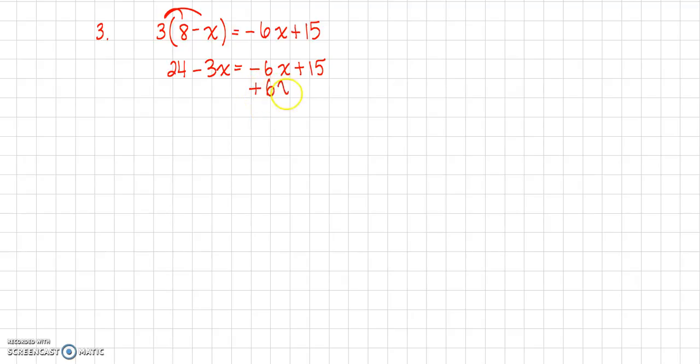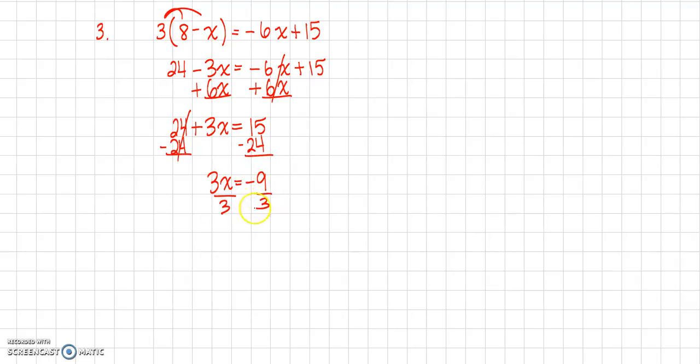So I'm going to move all of my variables to the left-hand side. I'm going to do that by adding 6x to both sides. The 6x's are gone from the right-hand side. On the left, I have 24 plus 3x, and then equals 15. Now I want to move the 24 to the other side. I'm going to do that by undoing the 24 by subtracting 24. So now I have 3x equals negative 9. And when I divide by 3, my final answer is x equals negative 3, which is A.